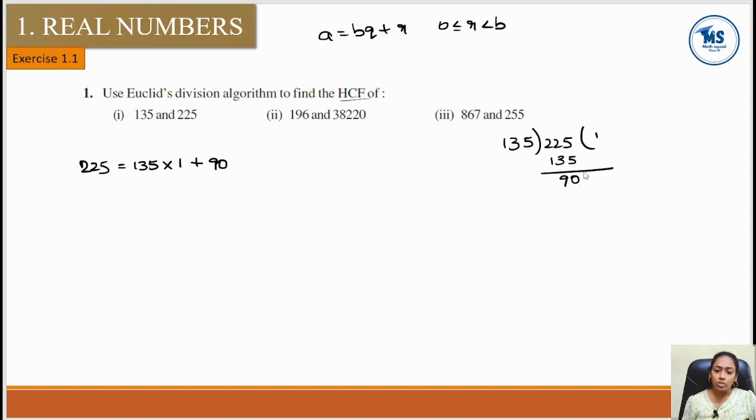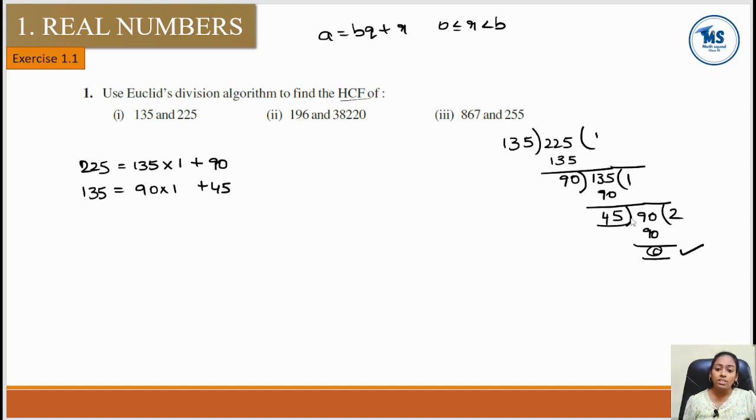Since the remainder is not equal to 0, again apply Euclid's lemma to the remainder and the previous divisor, which is 135. Again it will go only one time, with 90. If you subtract, the remainder is 45. So the second step is 135 can be written as 90 into 1 plus the remainder 45. Again the remainder is not 0, so again apply the algorithm to 90 and 45. The remainder is 0.